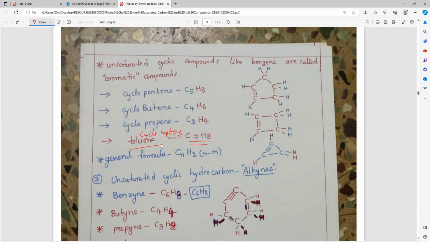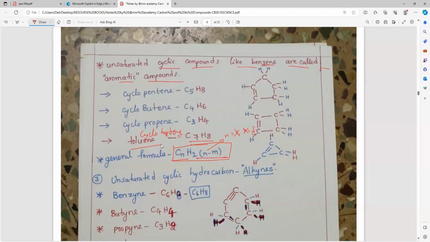And I have formed the general formula. Please note it. This is the general formula of unsaturated cyclic compounds with double bonds: CnH2n-m. So what do you mean by n? Anybody? Number of carbons. And n equal to 1 and 2 do not exist. Minimum, n is equal to what?